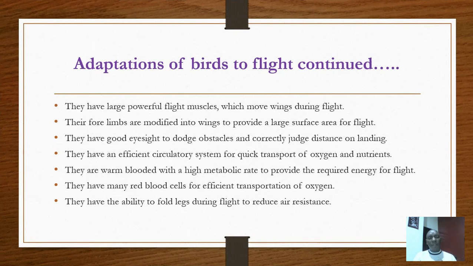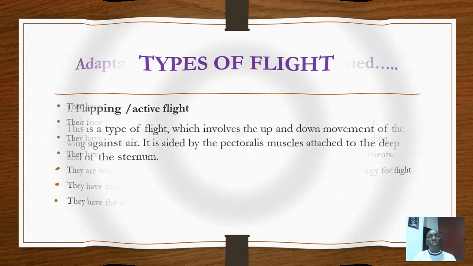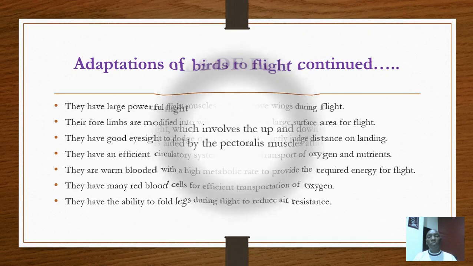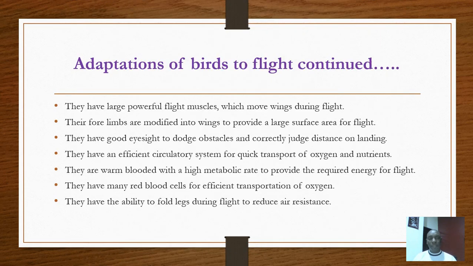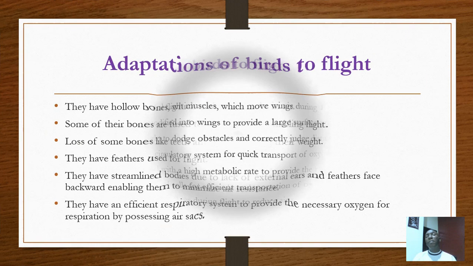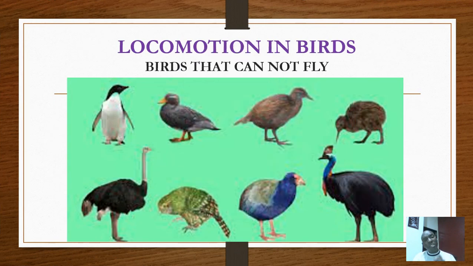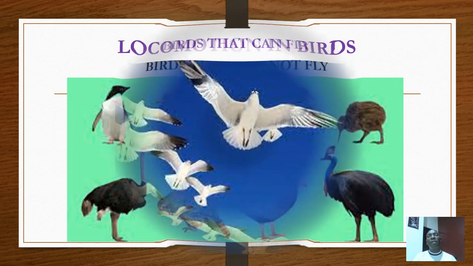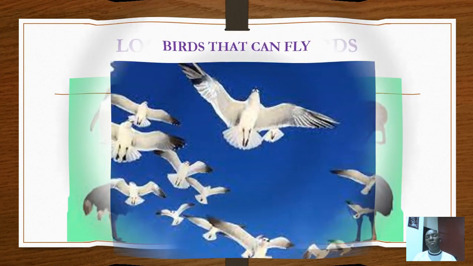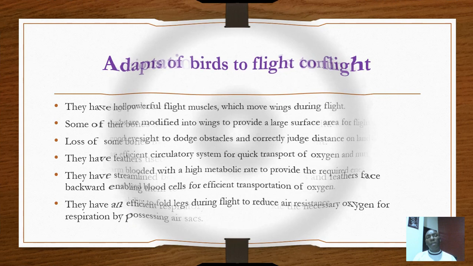Those are the features that enable them to fly, to move up in the air, while other organisms are not able to fly because they lack those features, which we've generally called adaptations of birds to flight. But just like we have seen that some birds are able to fly using the wings, others cannot fly. Those that can't fly simply move using their legs.